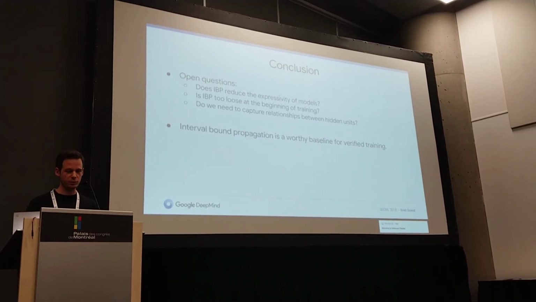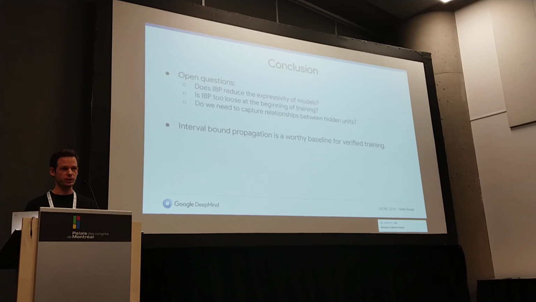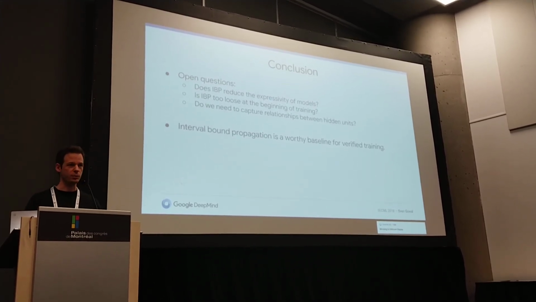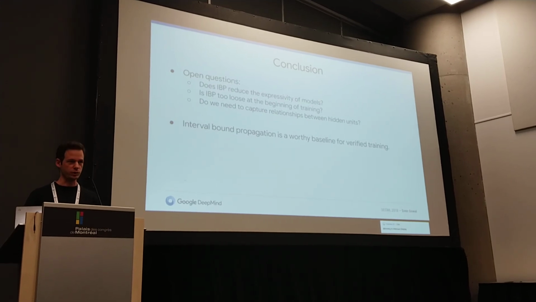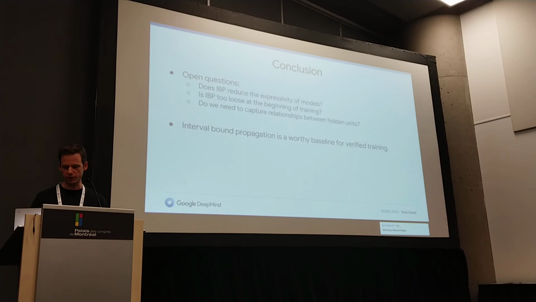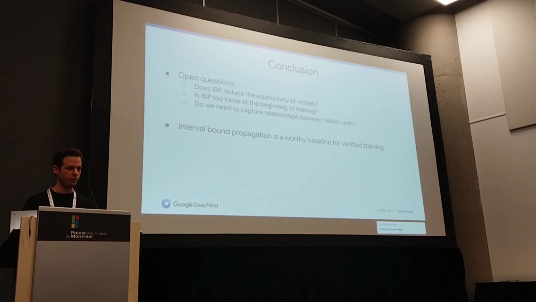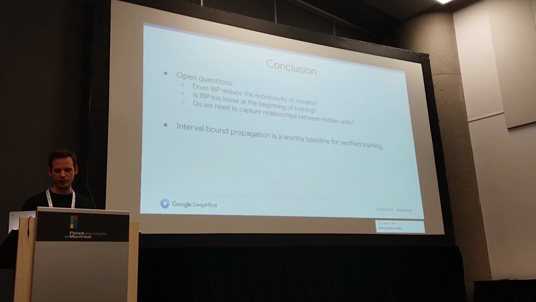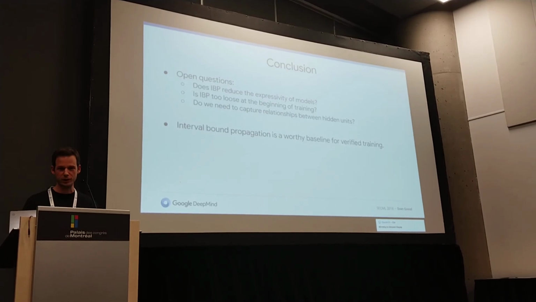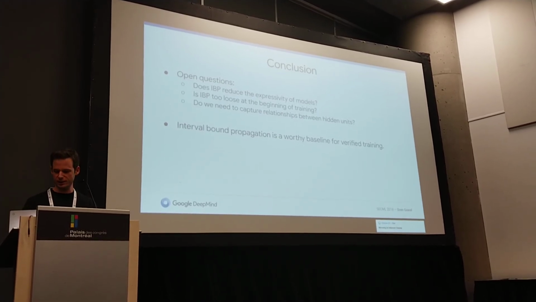And finally, do we need to capture this relationship between hidden units? So the SDP approach that you've seen in the previous talk captures this relationship. IBP doesn't. Is it important to capture this relationship in order to unleash the further potential of verification? And finally, I want to point out that IBP is actually a very worthy baseline, and so if you're writing papers about verified training, please use IBP.